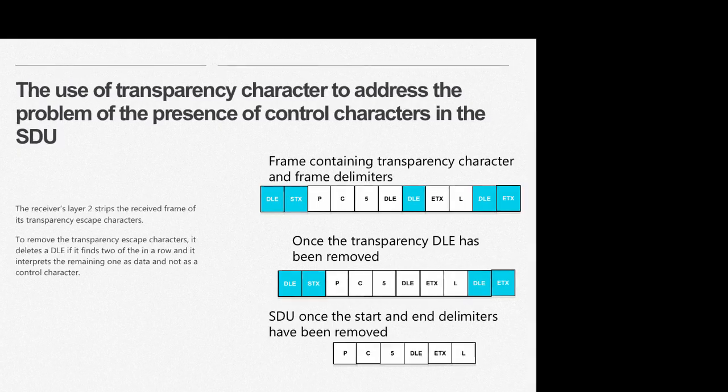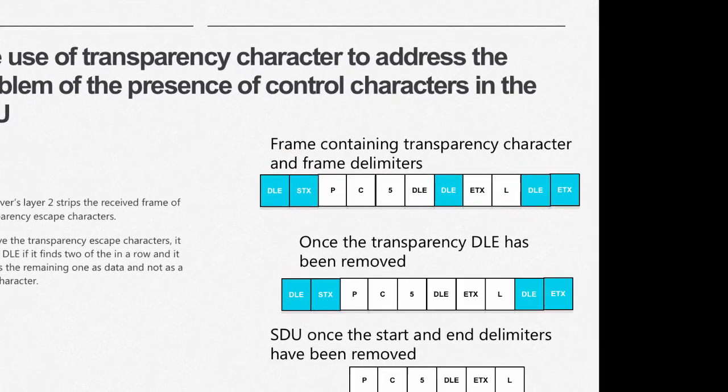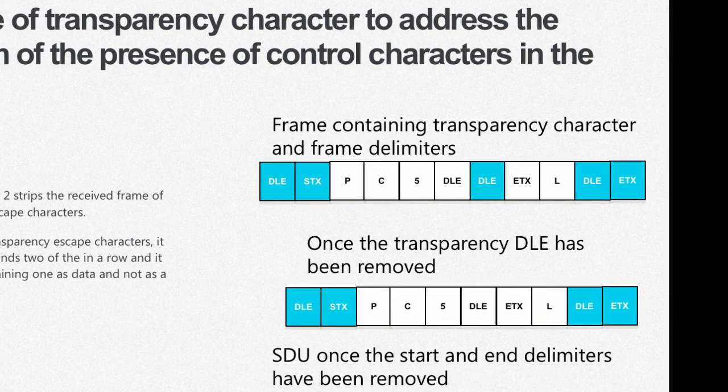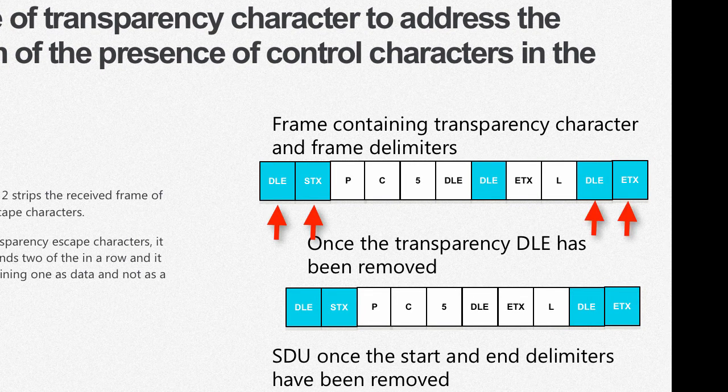The receiving layer 2 will need to handle the sequence of characters that are shown here at the top, containing both the start and end characters for the frame and the transparency DLE or DLEs, depending on the case. The first thing that it's going to do is to go through the frame and try to find all instances of 2 DLEs in a row. It will then take one of the DLEs of these pairs, remove it, and interpret the other one as being part of the data and not a control character.